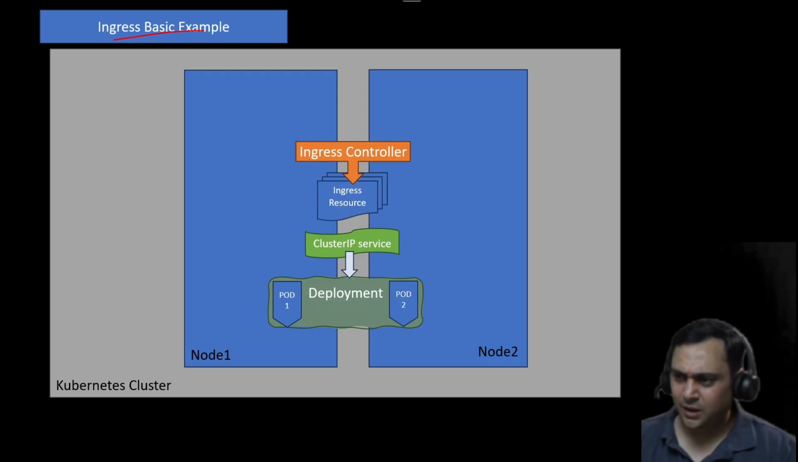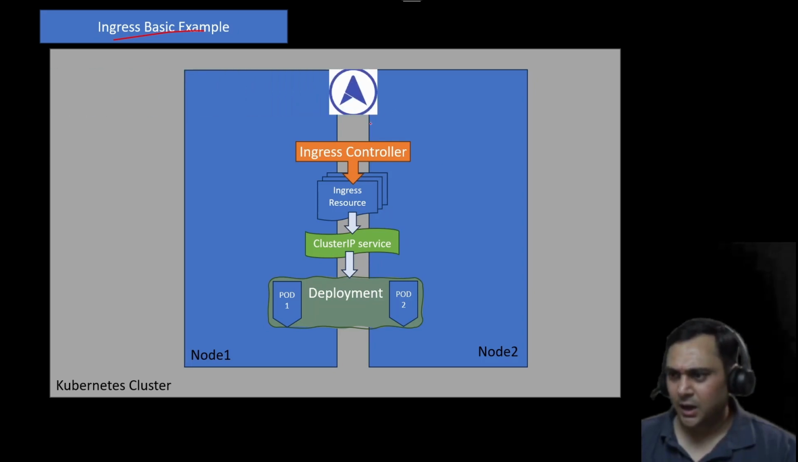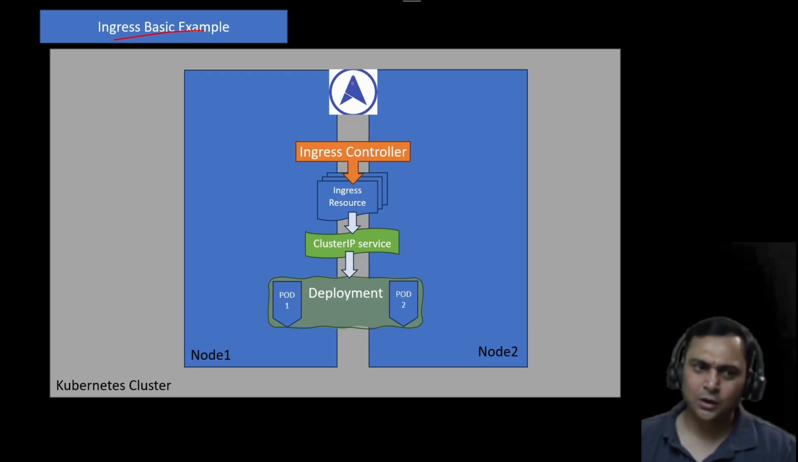After that, we create the ingress controller, and obviously we need to create the ingress resources to create the rules. Once a rule matches, it forwards the traffic to this cluster IP address. And this ingress controller will get the IP address from the external load balancer.